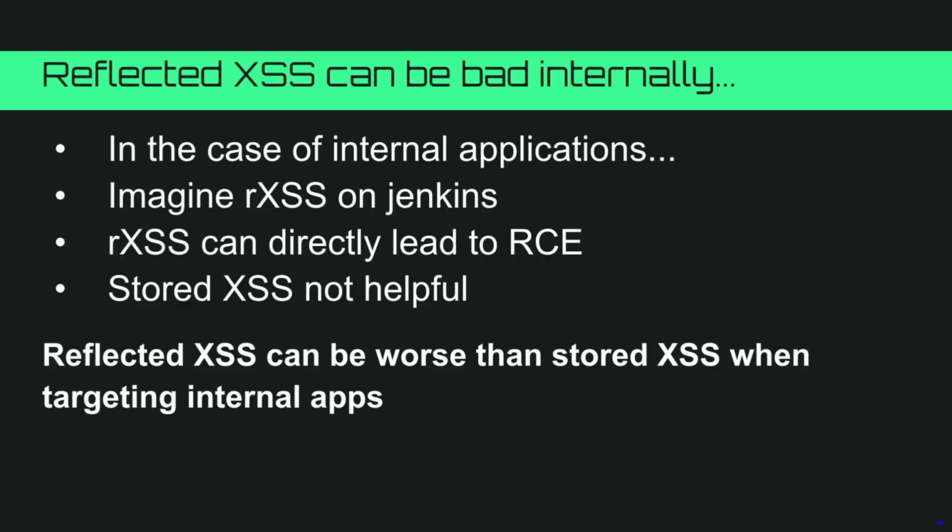Because Jenkins lets you run code through the web UI, and because JavaScript gives you full access to the web UI, this reflected cross-site scripting gives me remote code execution in Jenkins. The stored cross-site scripting in this context isn't really that helpful. So if somebody clicks my link, I can use the reflected cross-site scripting to trigger remote code execution internally at a company.